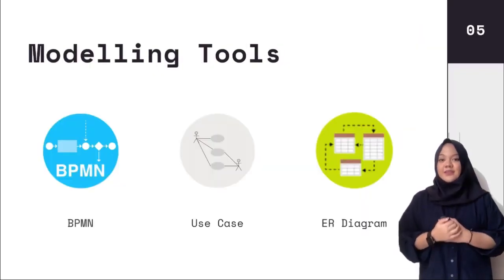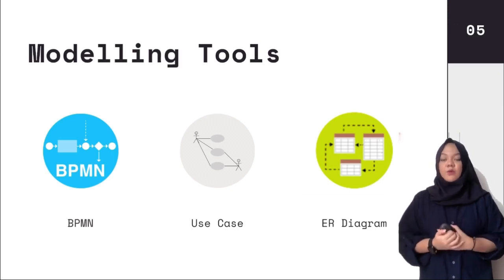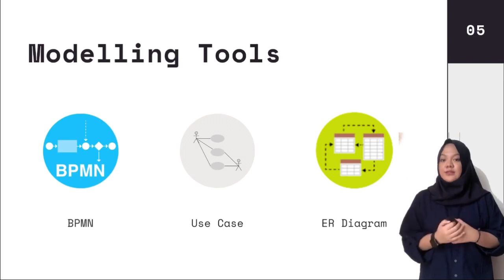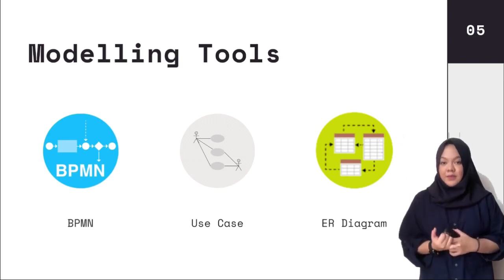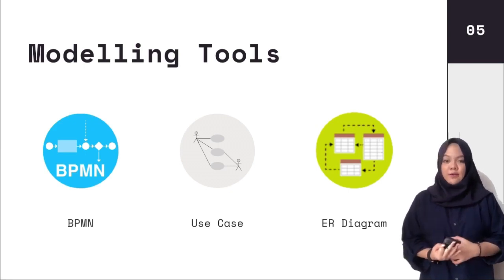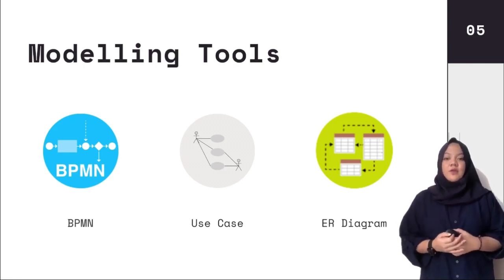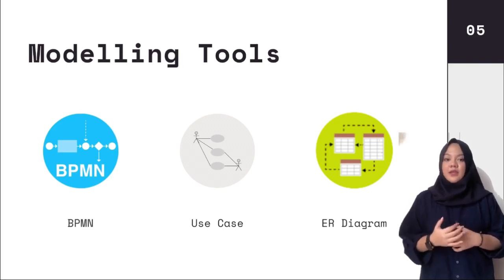Okay, for the second one, I'm gonna explain about modeling tools. We use 3 modeling tools for this case. The first one is BPMN, the second one is use case, and the third one is ER diagram. The first one, BPMN. Business Process Modeling Notation, BPMN, is a flowchart method that models the steps of a business process from end to end.